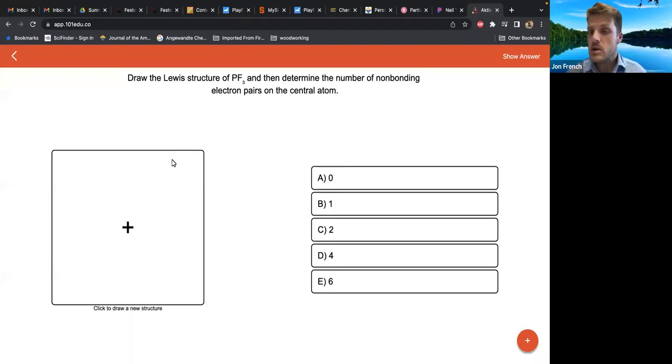So this question is a little bit more complicated, right? Draw the Lewis structure of phosphorus trifluoride, then determine the number of non-bonding electron pairs on the central atom. So we think about our total number of valence electrons, right? Phosphorus has 5, and fluorine has 7. We have 3 fluorines, right, with 7 valence electrons each. So that's 21 plus 5, 26 total electrons we need to assign.